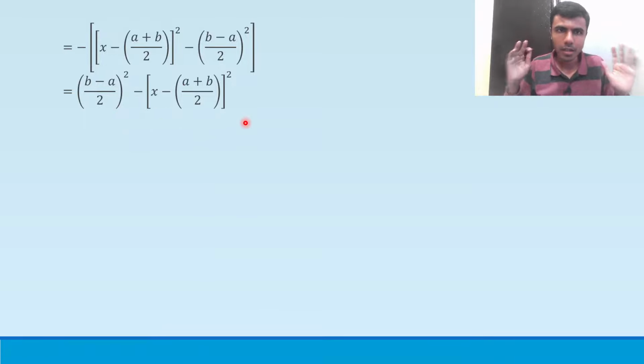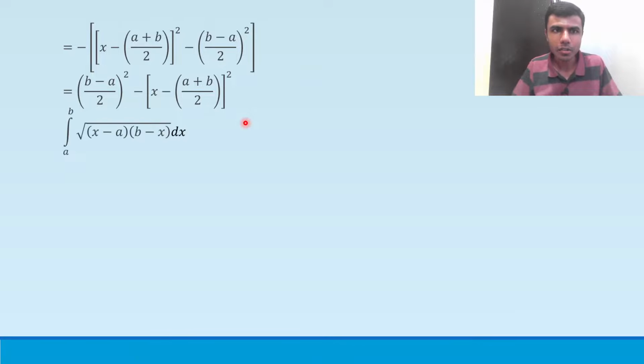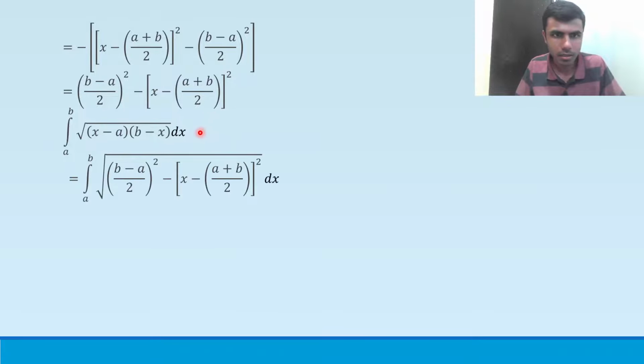Now let's do our integration. We only did simplification, we did not do any integration up till now. Let's go to integration now. So integral a to b under root of x minus a into b minus x. Instead of this x minus a into b minus x, I can write this, because I simplified this to this form. So this is nothing but integral a to b under root of this.